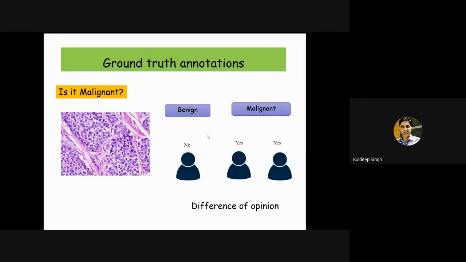Next problem associated when we create data sets and test them is ground truth annotation, the labeling of data sets. Specifically talking about histopathology images, there is a large difference of opinions among pathologists or doctors when they analyze these images. Some pathologists may say that this histopathology image belongs to the normal category, while some might say that it belongs to malignant. So what's the solution to it?